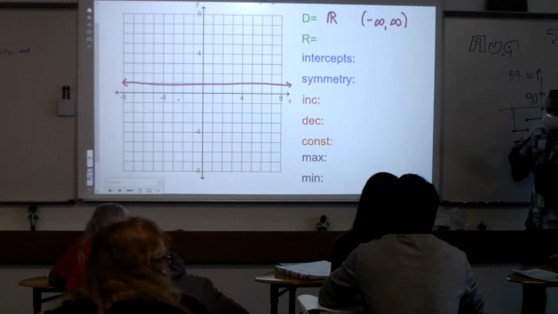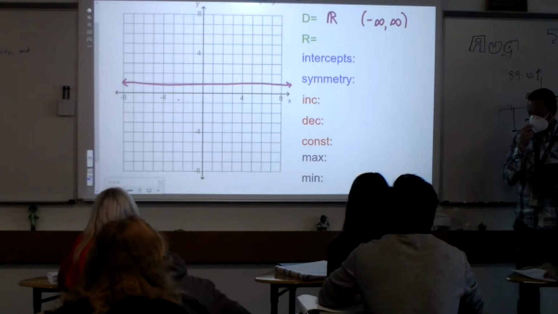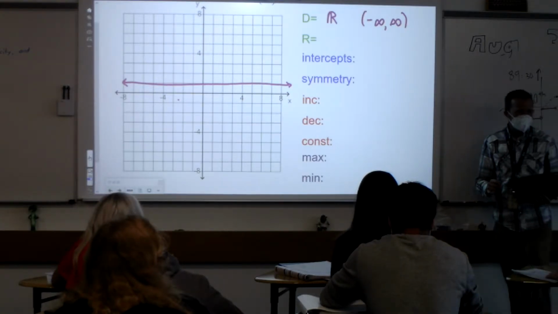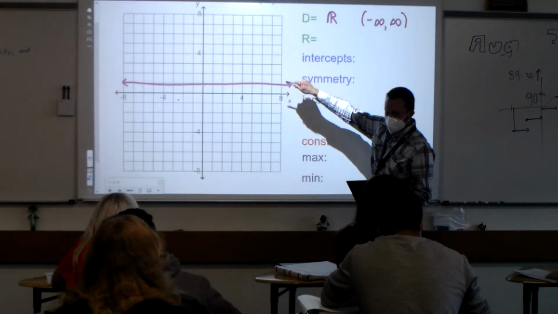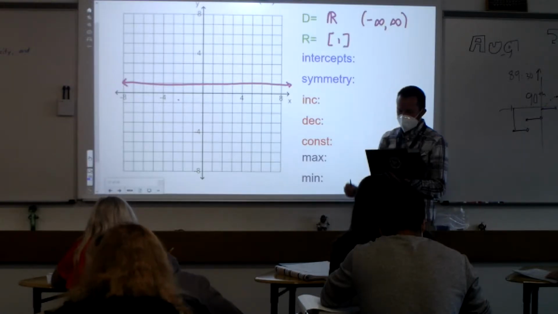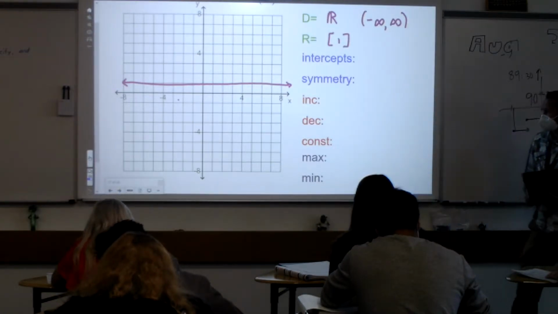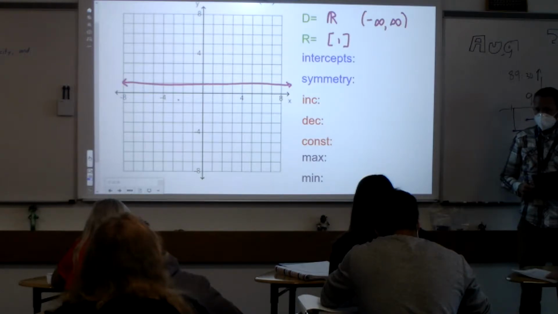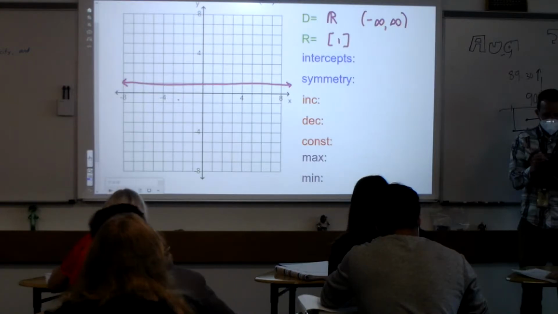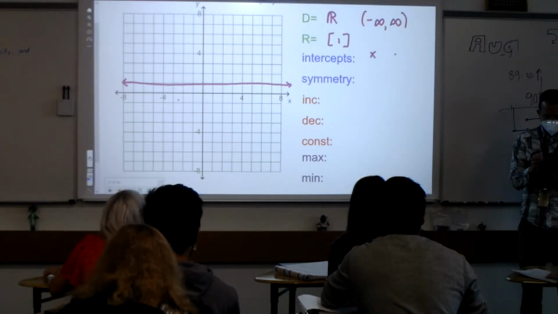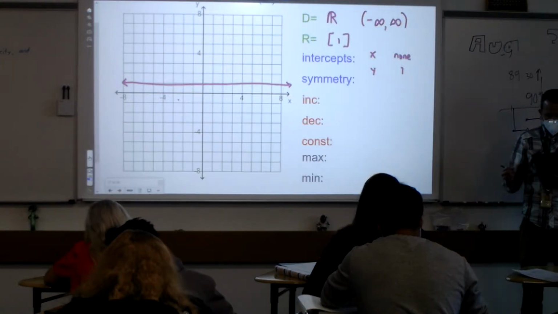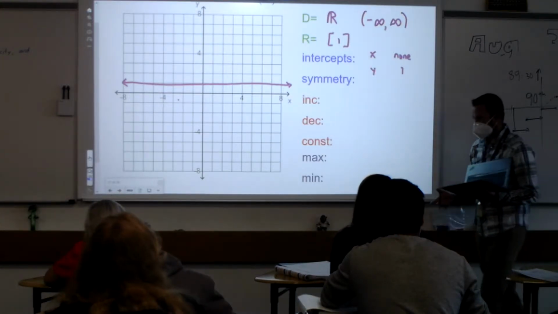Now the range is the output, the y values that we see. And in this case, which y values are we seeing? Just 1. No matter what I plug in, all I'm getting is 1. So I'm going to write it like this. Bracket 1. So it's including 1, and then that is it. When we talk about our intercepts, we'll talk about x and y. Are there any x-intercepts? I'm going to put none. What is the y-intercept? 1, because everything was 1.